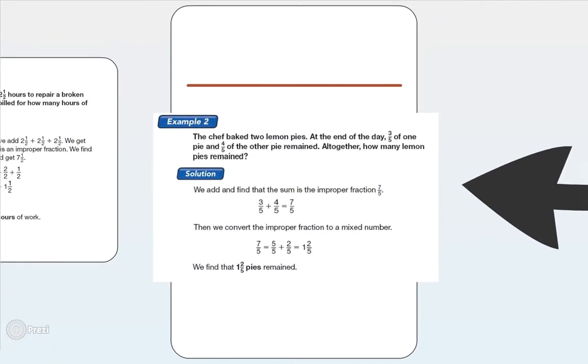So in example number 2, a chef baked 2 lemon pies, and at the end of the day, 3/5 of one pie and 4/5 of another pie remained, right? Altogether, how many lemon pies did they have? What we're going to do is add 3/5 plus 4/5. Now we end up having an improper fraction. So we're going to convert the improper fraction to a mixed number, which is 5/5 plus 2/5. And we know that 5/5 equals 1, so that's 1. And then we have 2/5 remaining. So we find that we have 1 and 2/5 of a pie remaining.